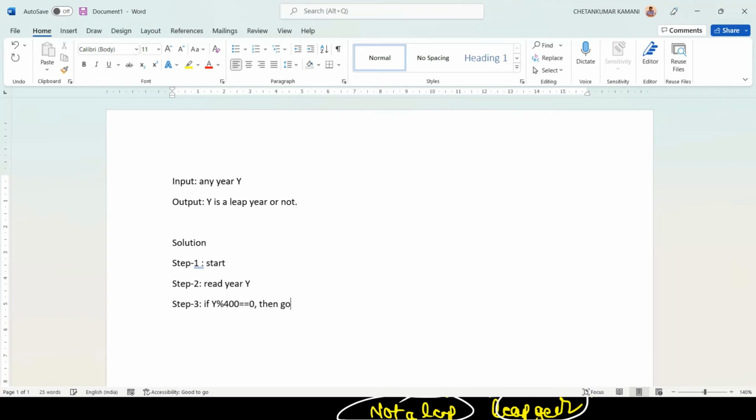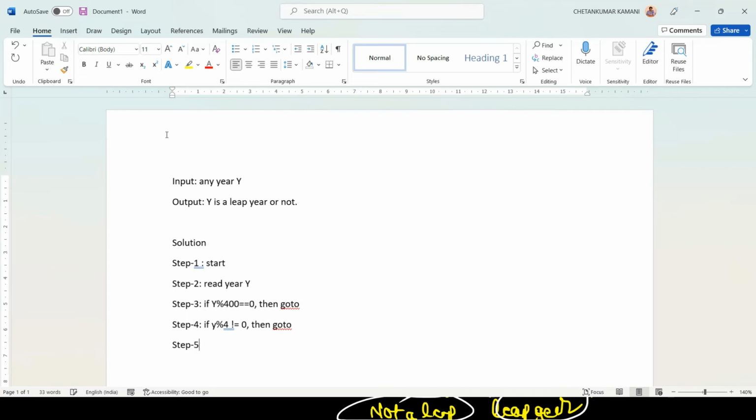Okay, then go to, if it is not divisible by 400, then we have to further divide by 4, Y modulo 4, and if it is not equal to 0, you can see the symbol that in future in C language we will use as not equal to, right? Not equal to 0, then it is definitely not a leap year. Then go to, right now exact step number I don't know, the jumping step.